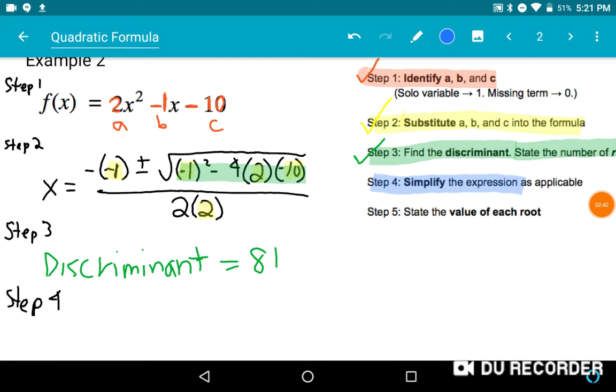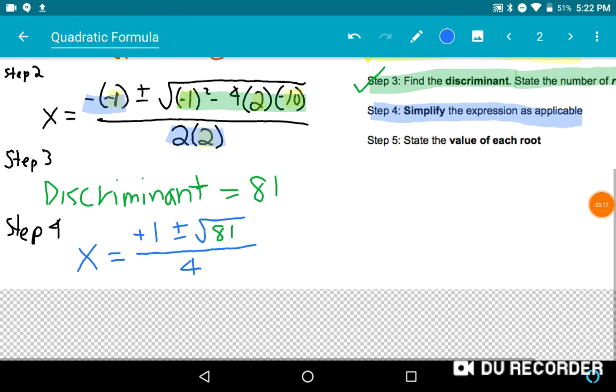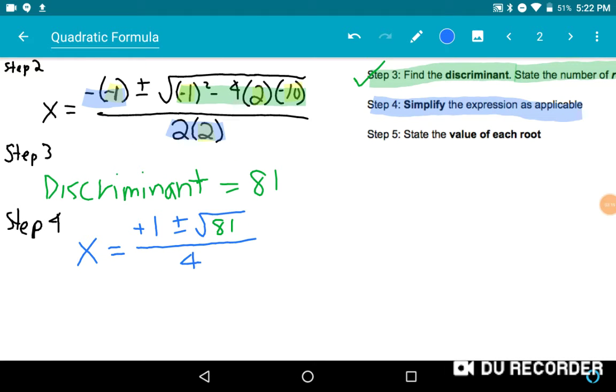Step 4 is to simplify the expression. So we're taking a look. We have the negative of -1. That's kind of special. So when we do x equals, the negative of -1 is a positive 1. Then we have plus or minus the square root of the 81 that we already had, all over 2 times 2. 2 times 2 is 4. So we've done some good simplifying, but we're actually not done because this can be simplified further.